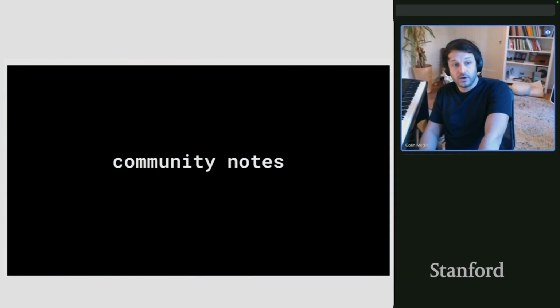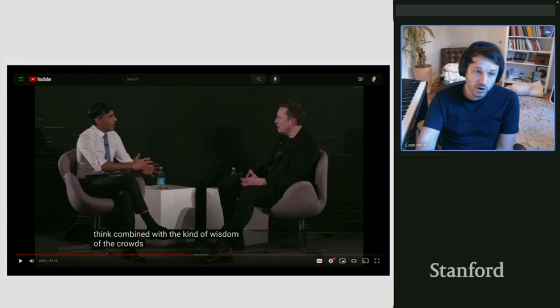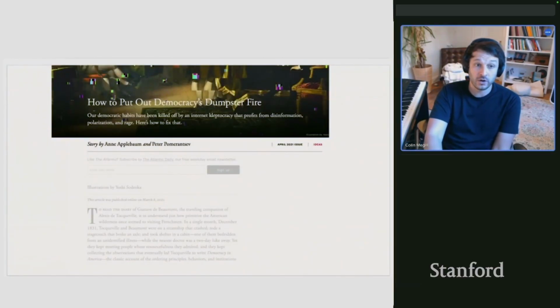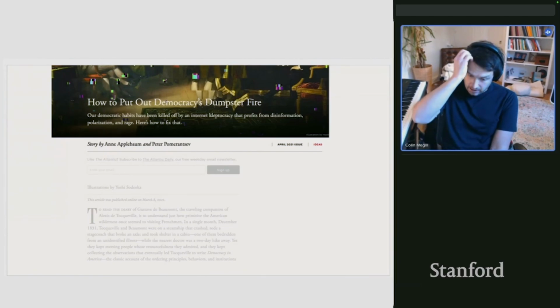One notable thing to cover, and this is a pretty funny screenshot, is Rishi Sunak explaining community notes back to Elon Musk, which was really strange and funny. The work with Twitter began in 2021. Anne Applebaum and Peter Pomerantsev wrote an article suggesting that Twitter used Polis for misinformation.